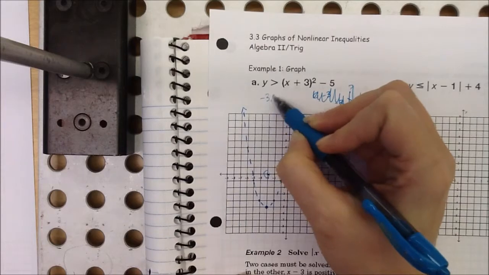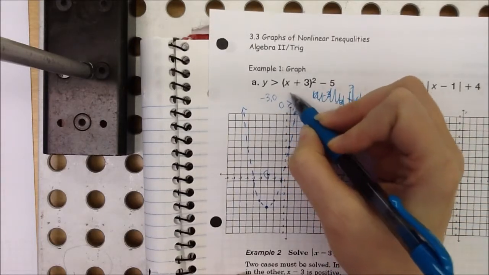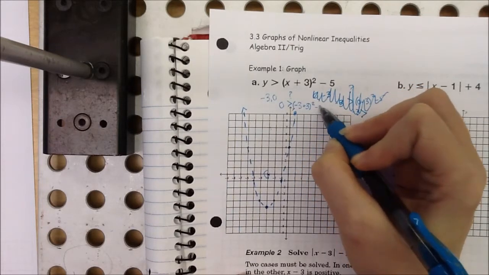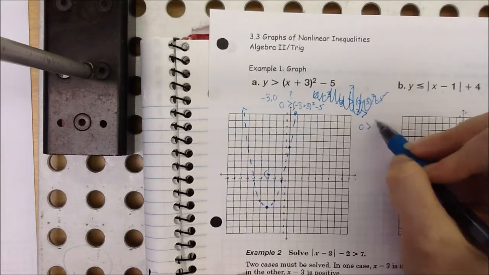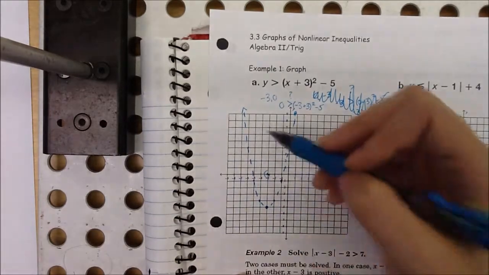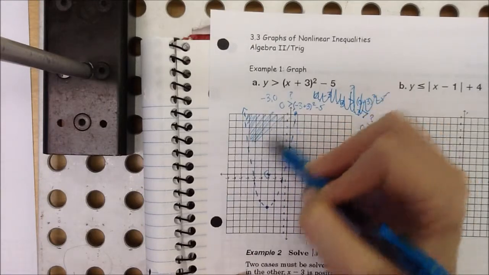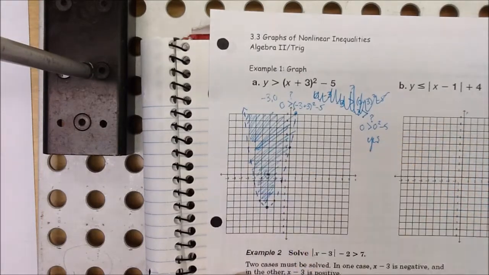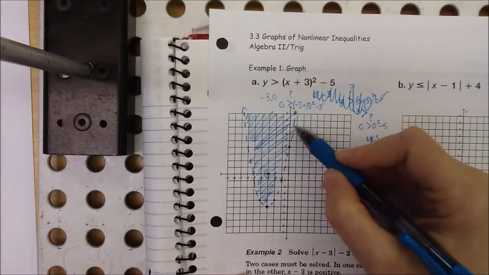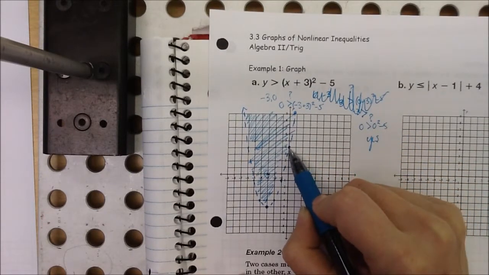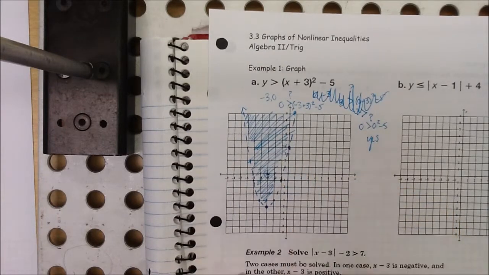This is negative 3, 0. So I'm going to plug that into my inequality and see if it's true. Is 0 greater than negative 3 plus 3 squared minus 5? Is 0 greater than 0 squared minus 5? Yes. So if it's true, we want to shade the region containing that point. So basically, the solution set for this inequality is all the points inside there. Any point on the boundary curve does not make it true because this would be an or equal to. But inside, that is true.